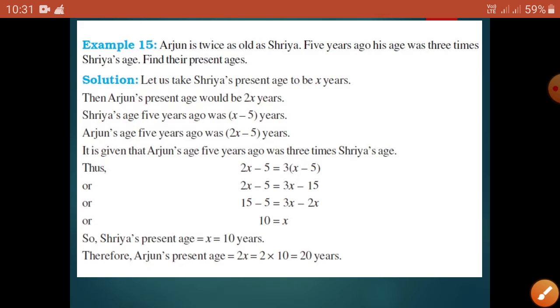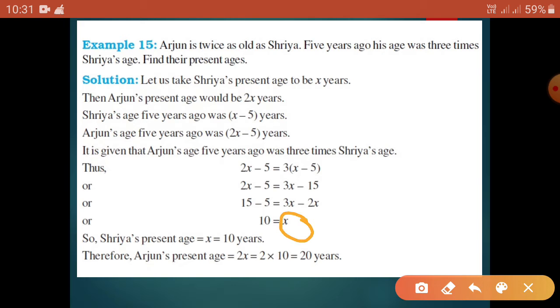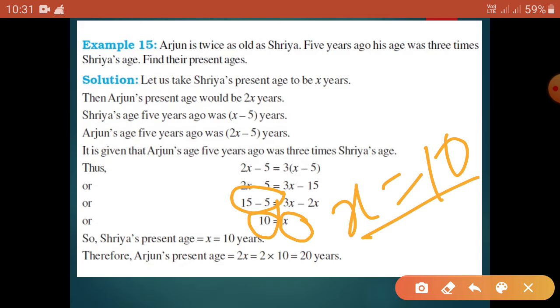So 3x minus 2x gives us x on the right side, and 15 minus 5 gives us 10 on the left-hand side. So we are writing that x is equal to 10. We assumed that the age of Sriya is x now, so the value of x is 10, and the present age of Sriya is 10.